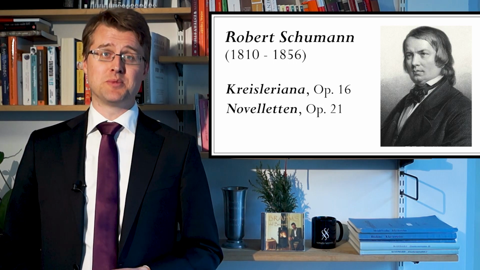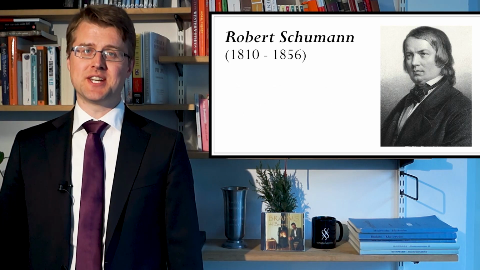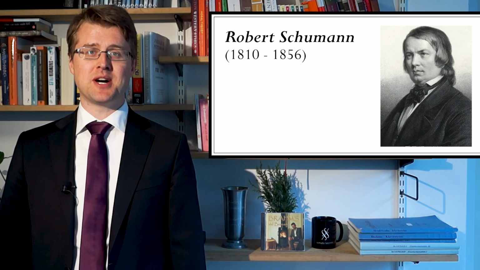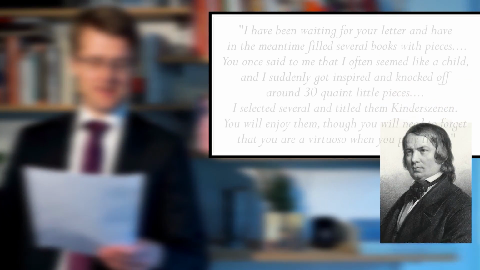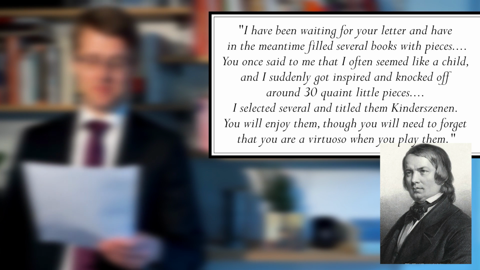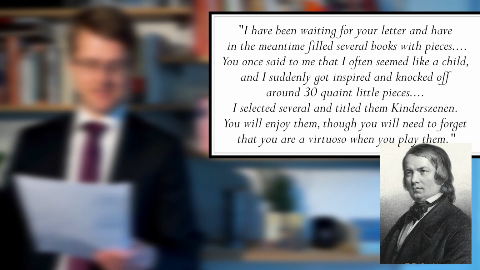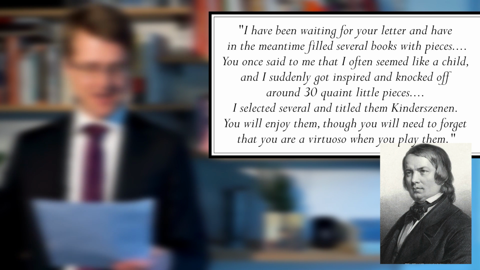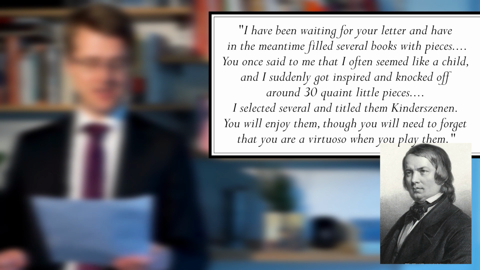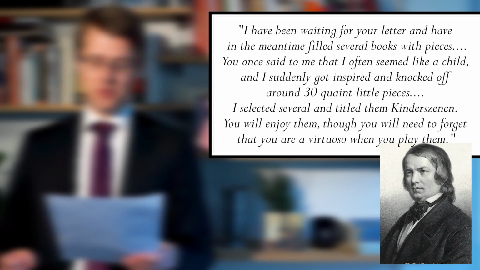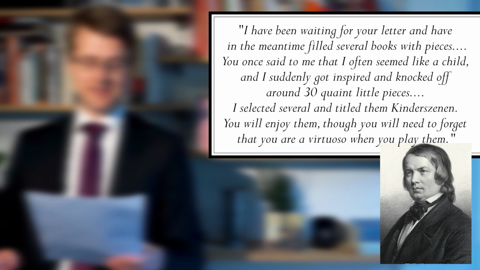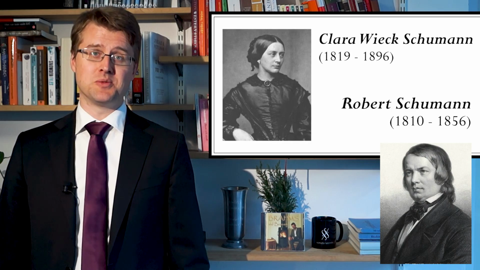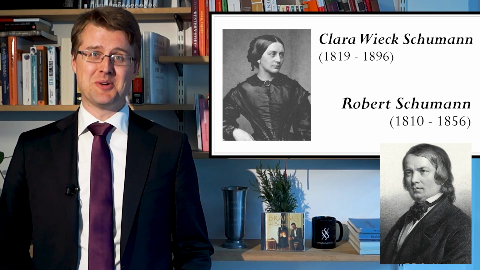and Novelletten Opus 21. Now about the Kinderszenen, Schumann writes in a letter to his wife Clara that "I have been waiting for your letter and have in the meantime filled several books with pieces. You once said to me that I often seemed like a child, and I suddenly got inspired and knocked off around 30 quaint little pieces. I selected several and titled them Kinderszenen. You will enjoy them, though you will need to forget that you are a virtuoso when you play them." And his wife Clara was one of the greatest pianists in Europe at the time.